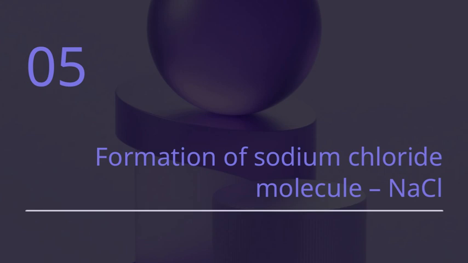When these 2 elements come together, the sodium atom donates that 1 electron to the chlorine atom. This transfer results in the sodium atom becoming a positively charged ion, or cation, and the chlorine atom becoming a negatively charged ion, or anion. These opposite charges create an electrostatic attraction, which is the key force holding them together in the ionic bond. The result is the formation of sodium chloride, a stable compound commonly known as table salt.